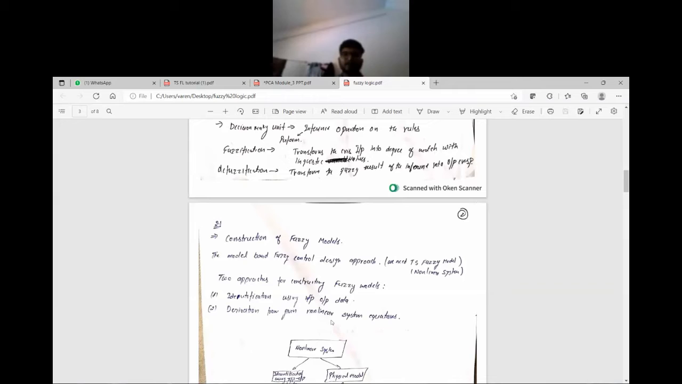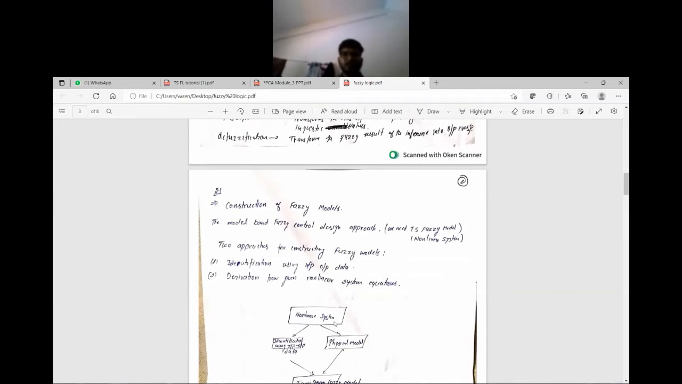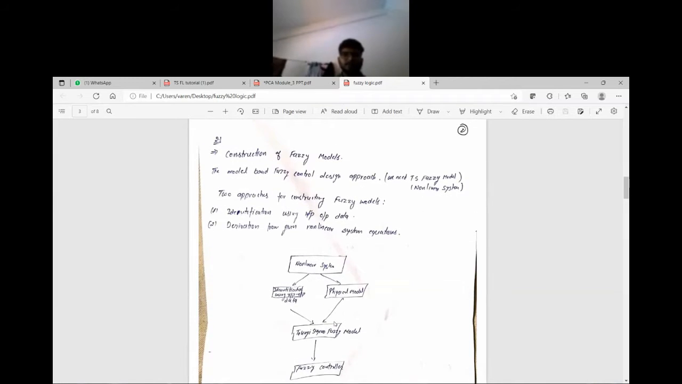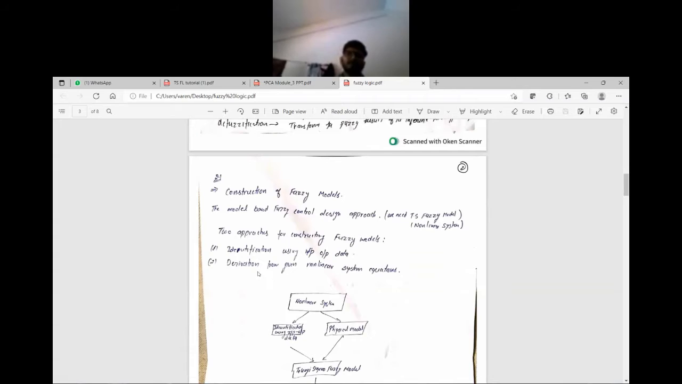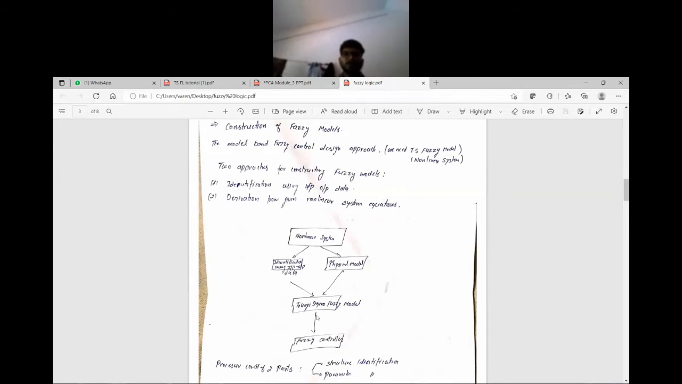Now we will discuss how the construction of the fuzzy model is done. In the fuzzy model design approach, we need the Takagi Sugeno fuzzy model for a nonlinear system. There are two approaches for construction of the fuzzy models: identification using input-output data, and derivation of the Takagi Sugeno fuzzy models from the nonlinear system equation.